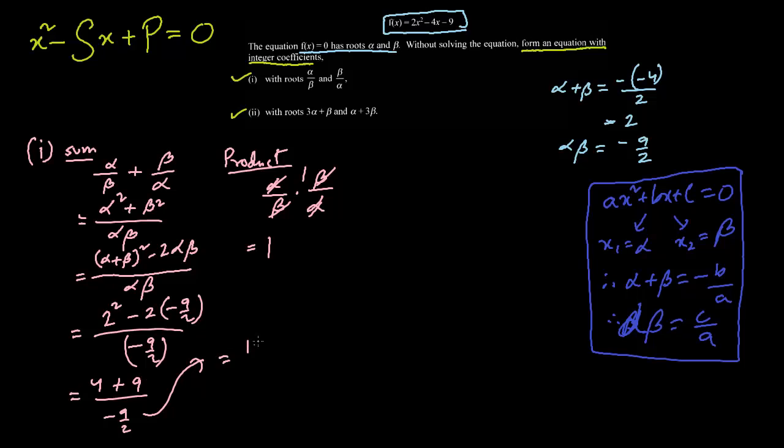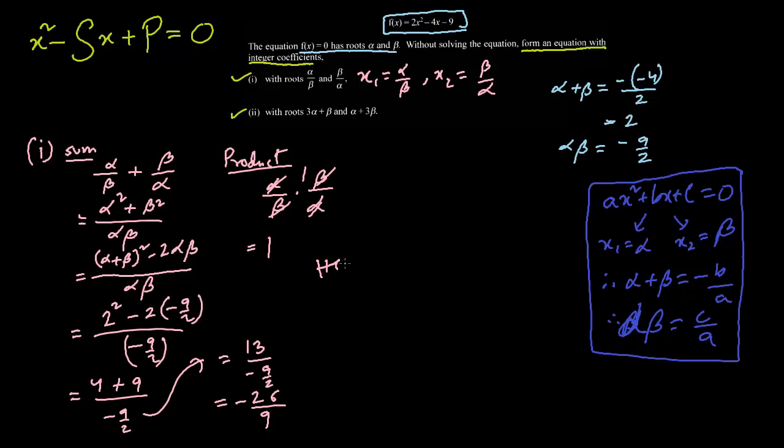So we have 13 divided by minus 9 by 2. So this turns out to be minus 13 into 2 is 26 and divided by 9. So this turns out to be minus 26 by 9. So we know the sum of the roots. Remember, for the equation that we have to form, that has roots x1 alpha by beta and x2 beta by alpha, we are going to find the quadratic equation of these two roots.